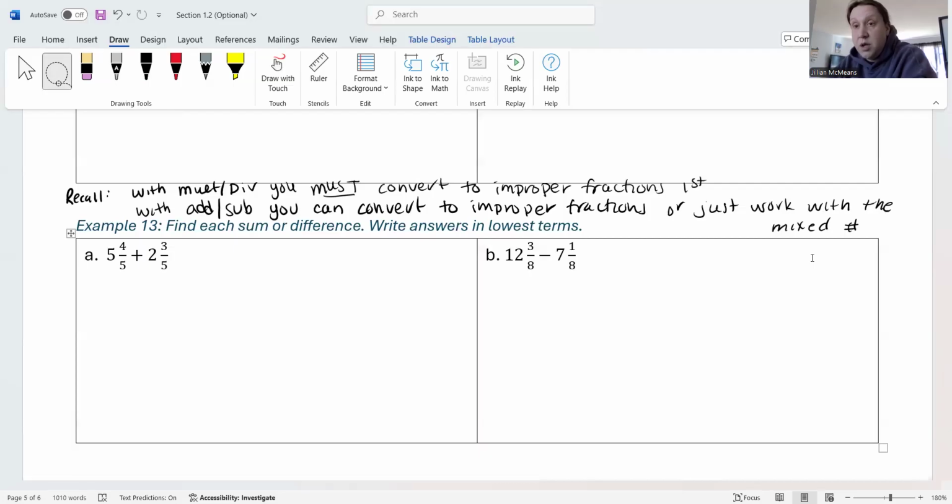So now I'm going to show you the same exact problems, but this time we're going to convert to improper fractions first. A lot of students prefer this method. If you do, that's fine. So remember, to convert to improper fractions, you take the whole number, multiply it by the denominator, so we get 5 times 5, add the numerator, and then keep whatever the denominator was.